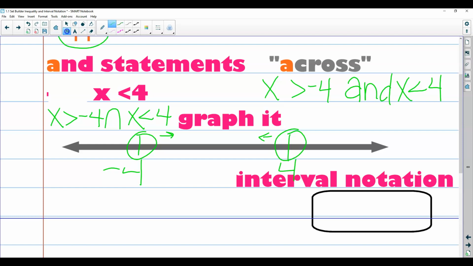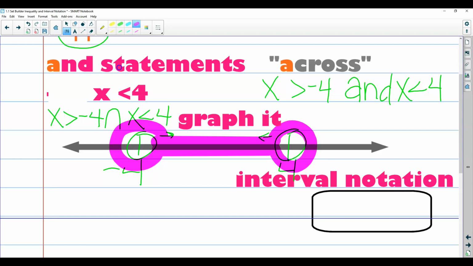So what's in between? What's in between? Perfect way of putting it. What's in between? Let me get my highlighter. I'm going to highlight in the middle. 99% of the time, your and statements are going to be a line segment. So that's going to be the answer to this.